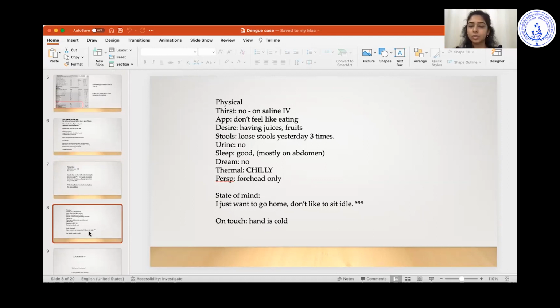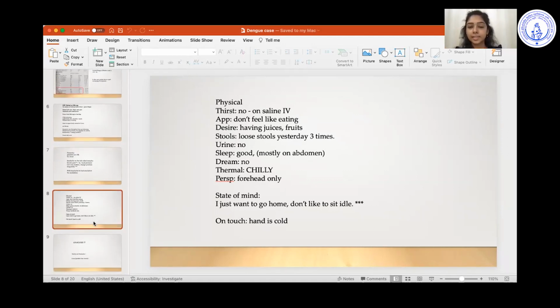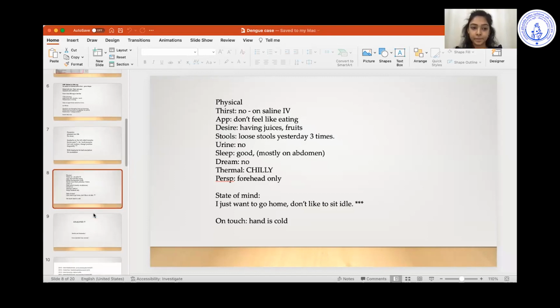He had a desire for juices and fruits. His appetite was not that good. Thermally, he felt chilly. Generally in these cases, we ask attendants to examine whether any particular body part is warm or cold. That is very important in such cases. On touch, his hands were mildly cold. His mother told us on observation that he is very restless and not able to sit there. Okay.